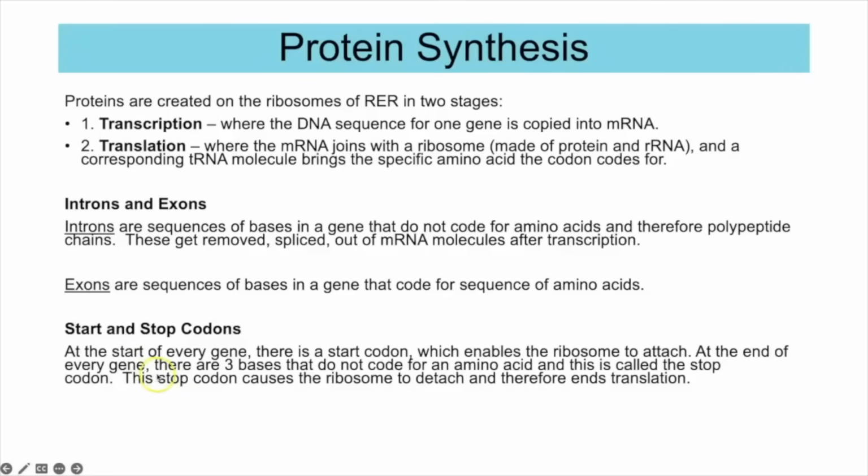At the end of every gene, there are 3 bases that do not code for an amino acid, and that is the stop codon. And when the ribosome reaches those 3 bases, because it doesn't code for an amino acid, there's no corresponding tRNA molecule, and it causes the ribosome to detach from the mRNA, and therefore it ends translation.